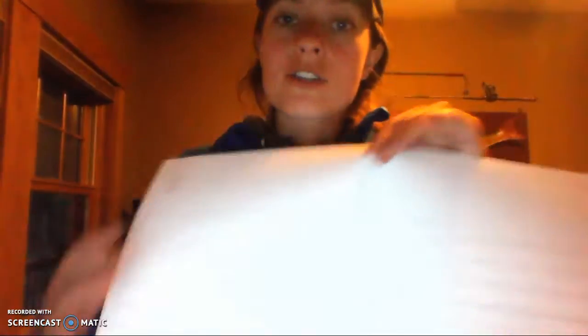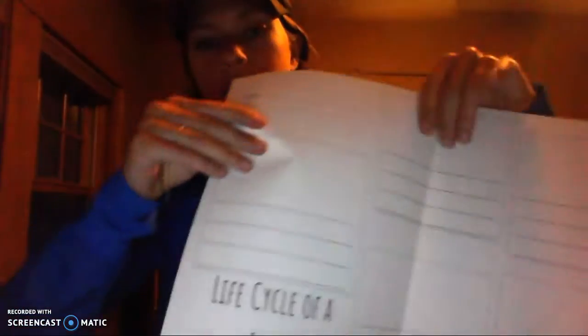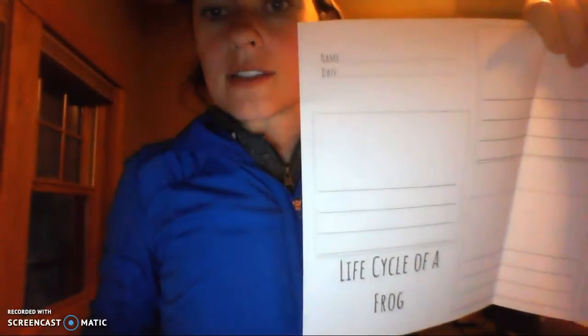Okay, so each of you received a poster that looks like this. It says the life cycle of a frog on it, and you'll see all these different boxes. What you are going to do is read Journey's textbook, page 410 to 412. You will read that page and it talks about the life cycle of a frog.